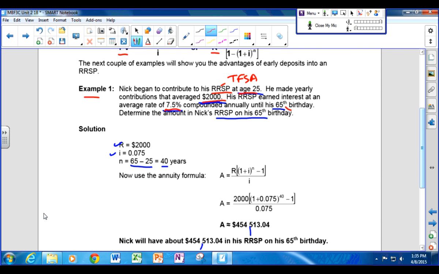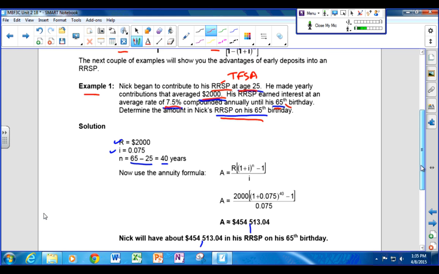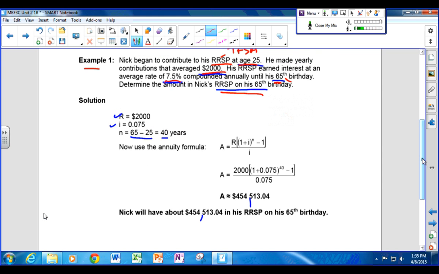Okay, and you earned an average of 7.5. Yeah, that seems a little high. Until his 65th birthday. Determine the amount in his RSP on his 65th birthday. Okay, so in this case now it's compounded annually, so we are correct in having the regular payment. Just every year he pops in 2,000 bucks.